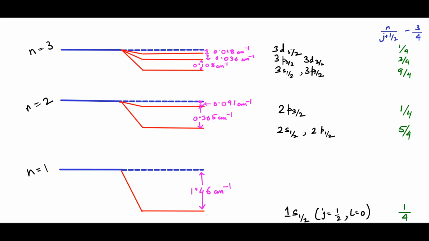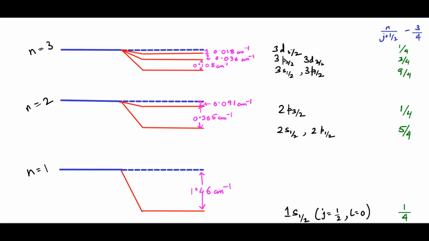Now for 1s half, you can easily calculate n by J plus half minus 3/4 to simply be 1 by half plus half, that is 1, minus 3/4, so you get 1/4. So that's the factor which determines the overall size. This is going to be 1/4 of the quantity 5.844 centimeter inverse that we just calculated, and you're going to get 1.46 per centimeter. That's the energy shift in wave number units for the lowest state n equal to 1.